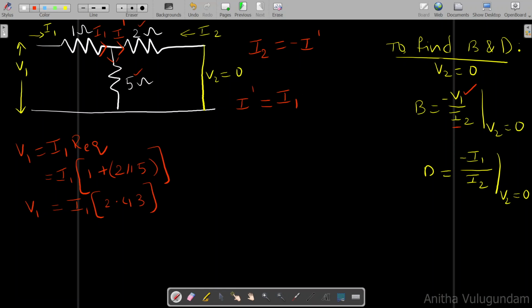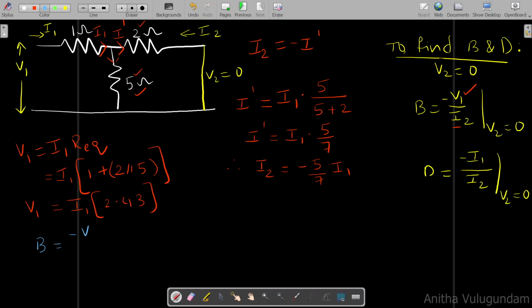I dash equals total current, which is I1, into opposite branch resistance divided by total resistance. Total is 5 plus 2. I1 into 5 divided by 7. Therefore, I2 equal to minus I dash, so I2 is minus 5 by 7 I1. By substituting the obtained values, we can get B.